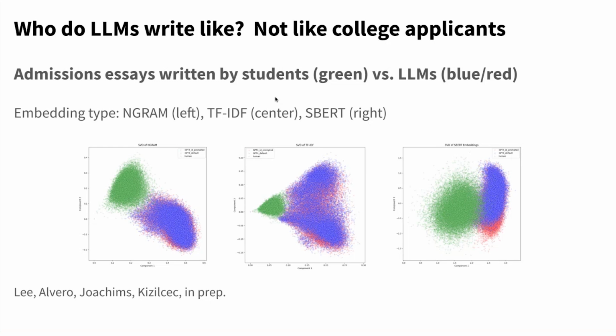And what you see is that the human essays in green are very distinct from the LLM-written essays, right? They just write in different ways. They use different words and different semantics than the human essays, as you can see on the right-hand side with the SBERT embeddings. And so we've tried this a lot of different ways.